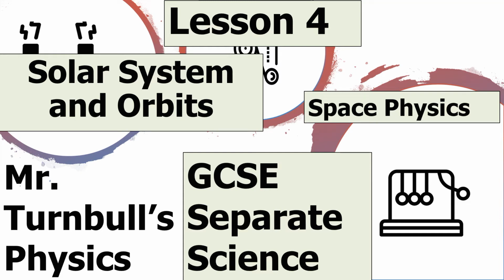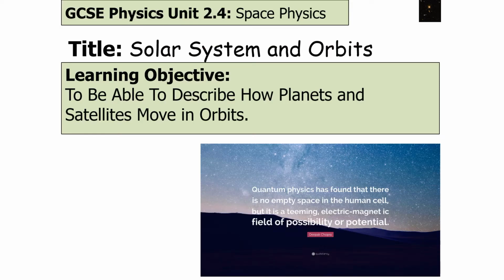Hello and welcome to today's lesson on the solar system and orbits, which is part of the space physics topic in GCSE Separate Science physics. So in today's lesson we're going to describe how planets and satellites move in orbits.